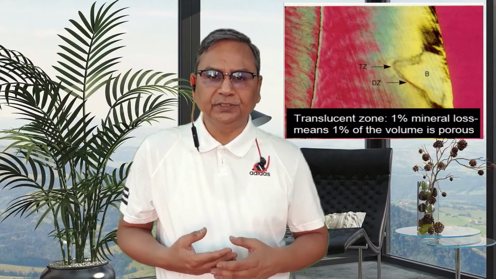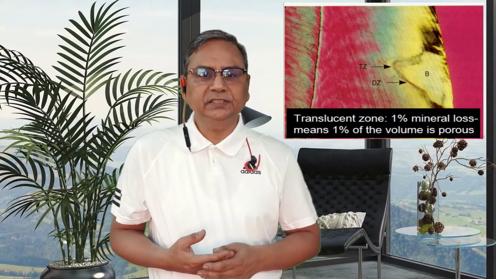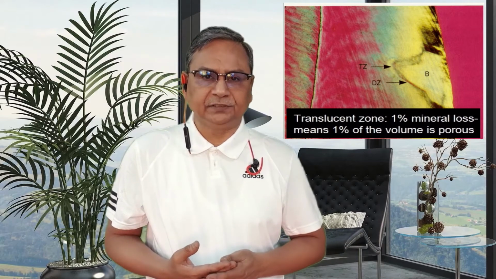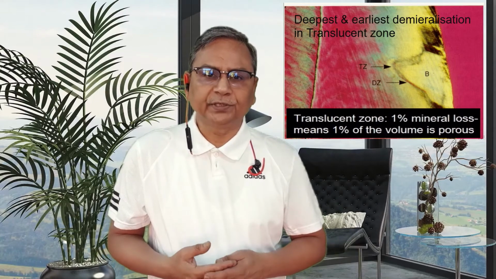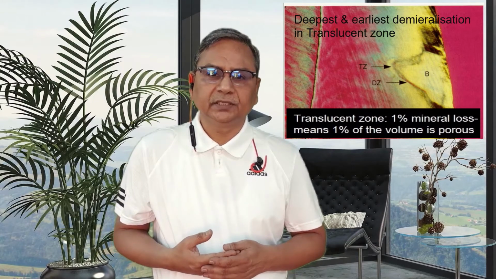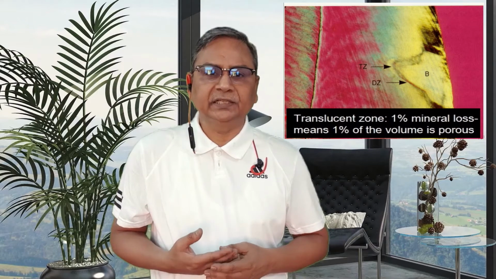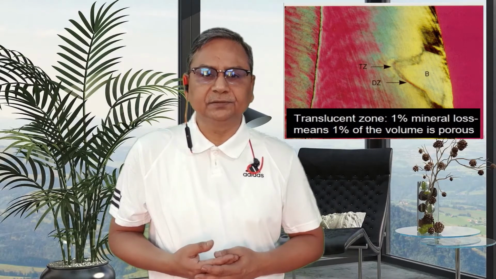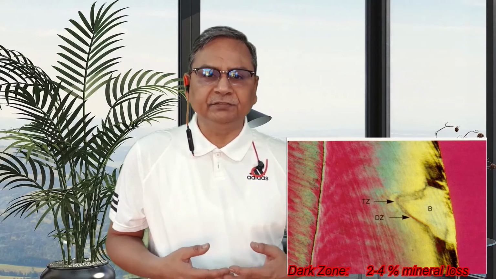In the translucent zone, there is 1% mineral loss. This is the earliest and deepest demineralization. It is broader in progressing caries but narrow or absent in arrested or remineralized caries lesion. In dark zone, there is 2% to 4% mineral loss overall, but a zone of remineralization just behind the advancing front will be present. This zone is broader in arrested or remineralized lesions, but narrow in advancing lesions.